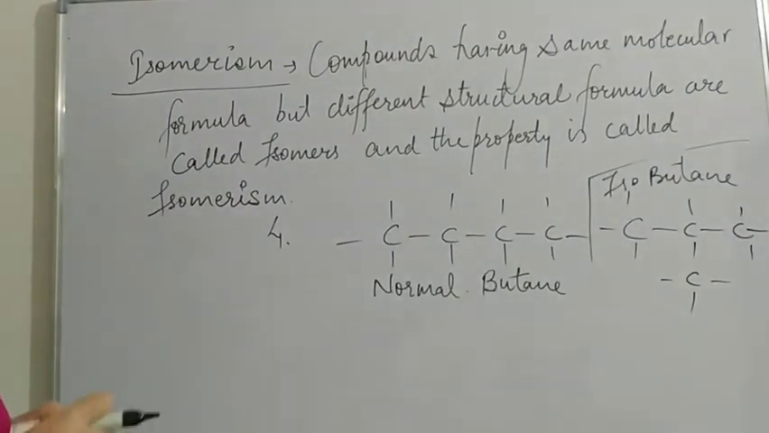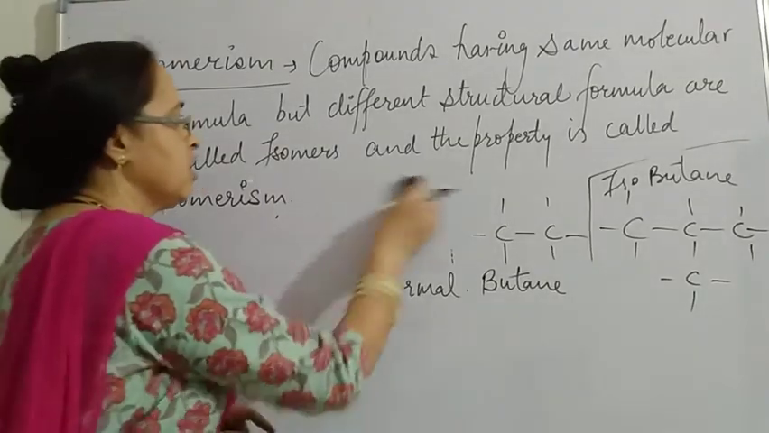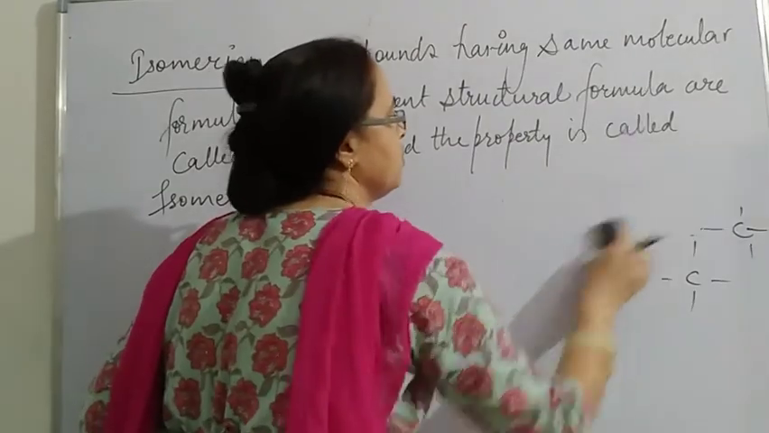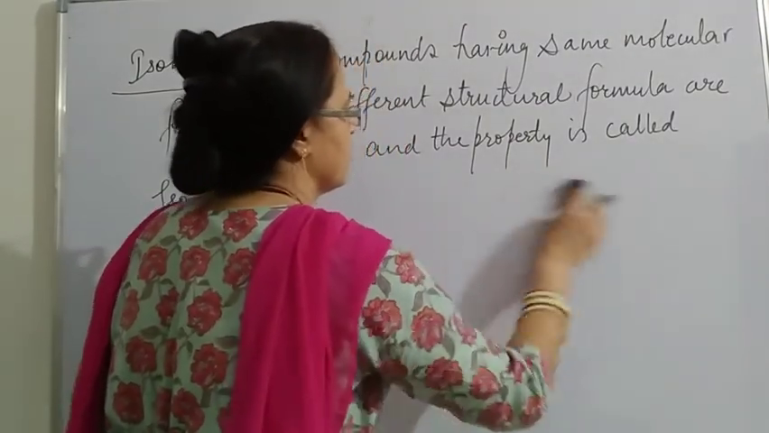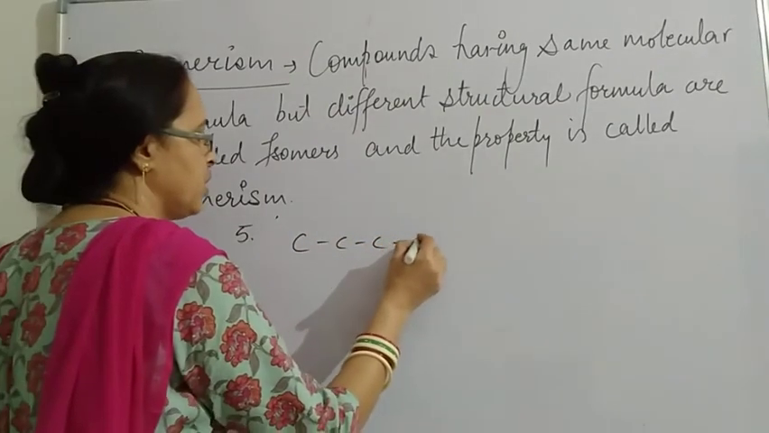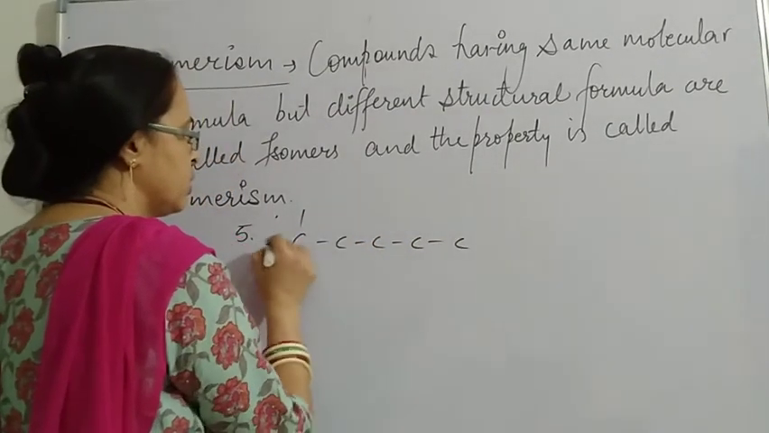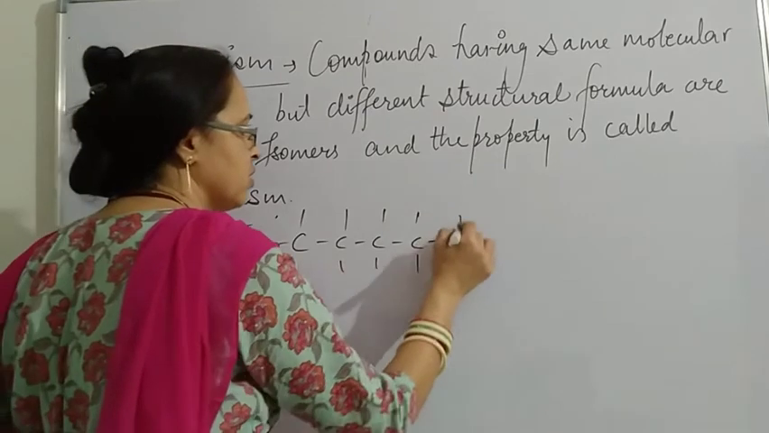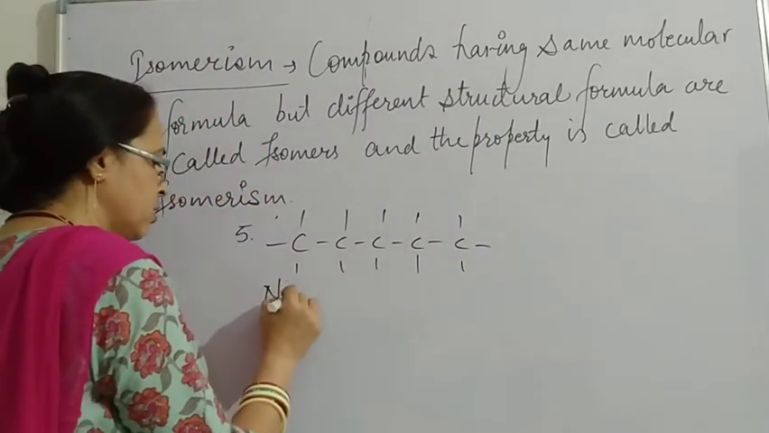Got it? Now when we talk about pentane, 5 carbons are there, 1, 2, 3, 4, 5. So in this way the straight chain is there. This will be the normal pentane.